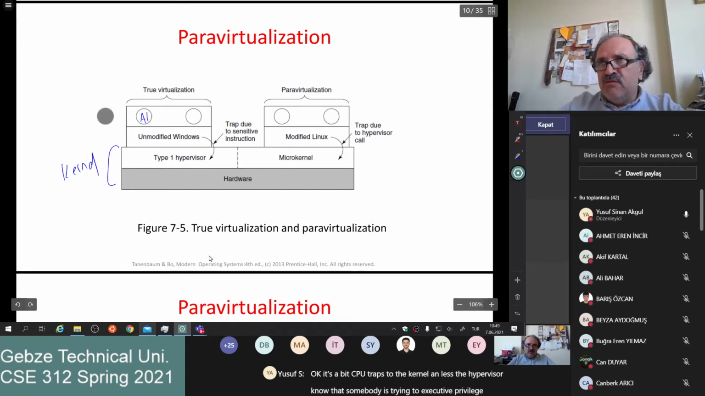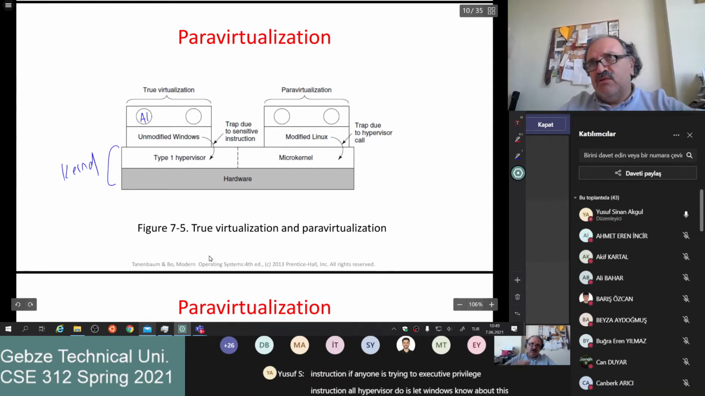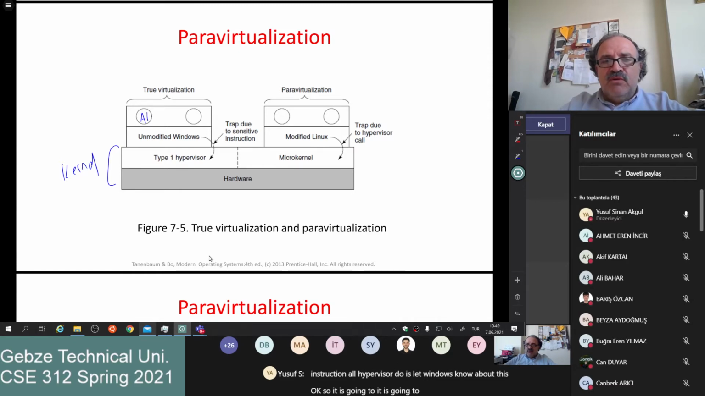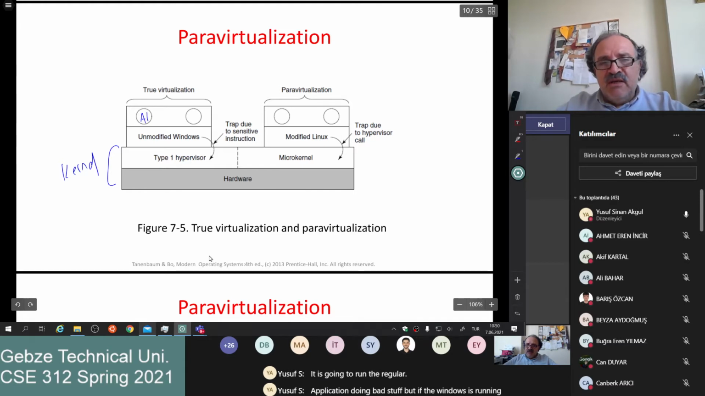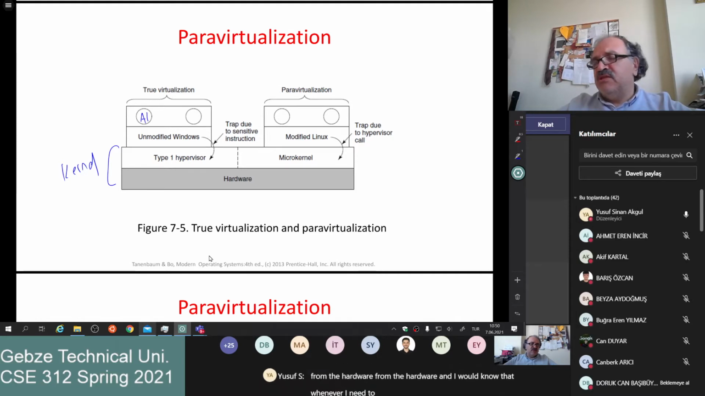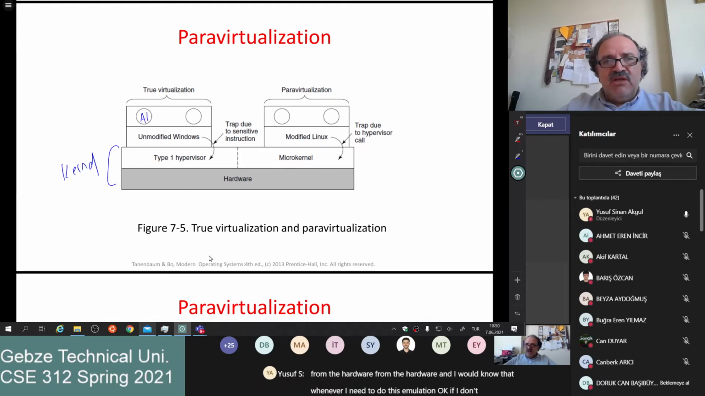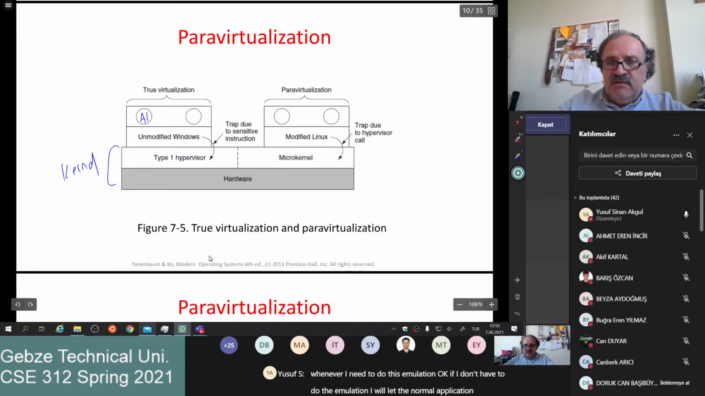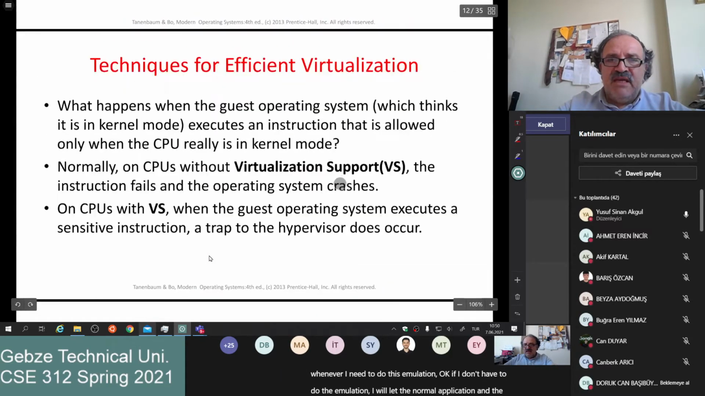If A1 is trying to execute the privileged instruction, all the hypervisor does is let Windows know about this, since it is a regular application doing bad stuff. But if Windows is running this specialized or privileged instruction, then the hypervisor has to emulate this. So I get help from the hardware, and I know whenever I need to do this emulation. If I don't have to do the emulation, I let the normal application and Windows run. This is what we call virtualization support.